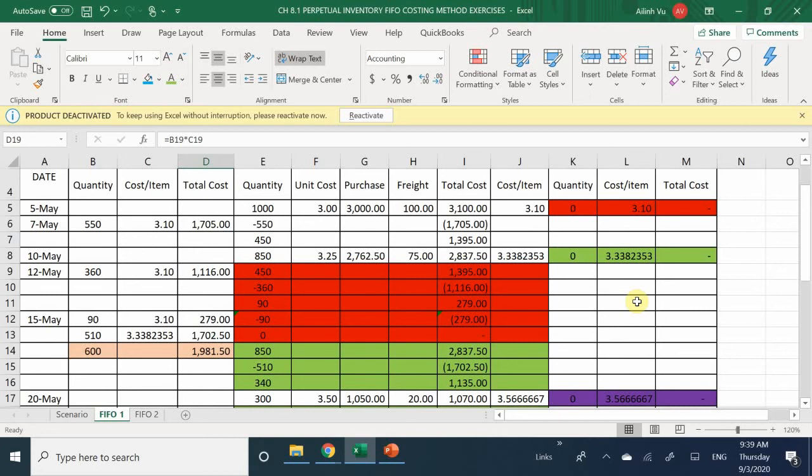Again, we spent 2 weeks on periodic. We're going to spend 2 weeks on perpetual. So this is just the first method that we're learning. Okay? And we're going to go ahead and practice it.